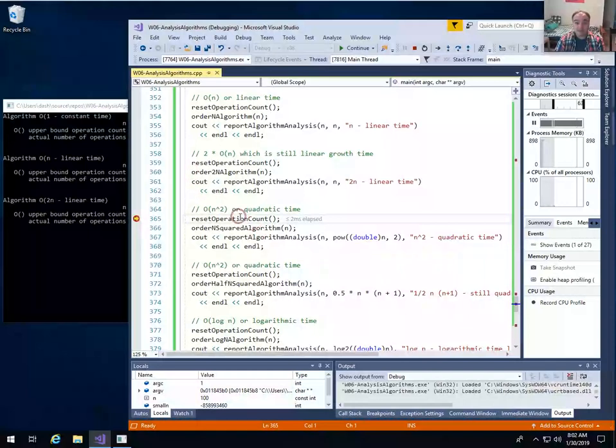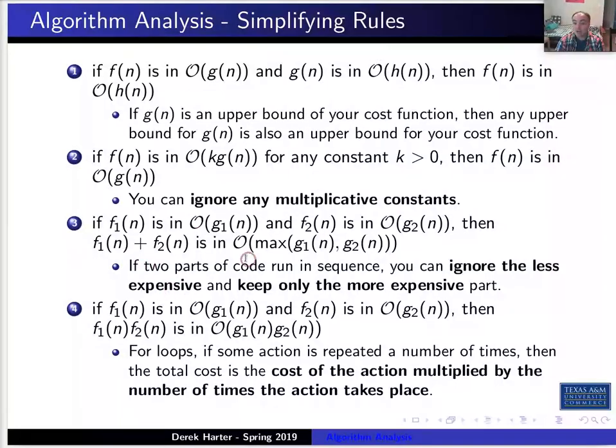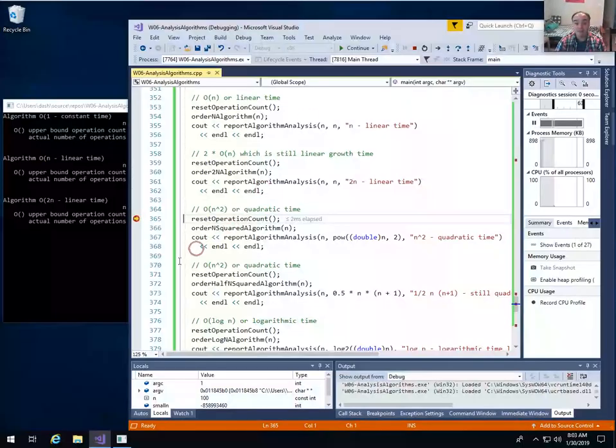Okay, so let's look at n squared. This is going to be our first example of a more complex application of Rule 4, where we have to multiply the number of actions in order to figure out the growth rate. So let's look at our n squared here.